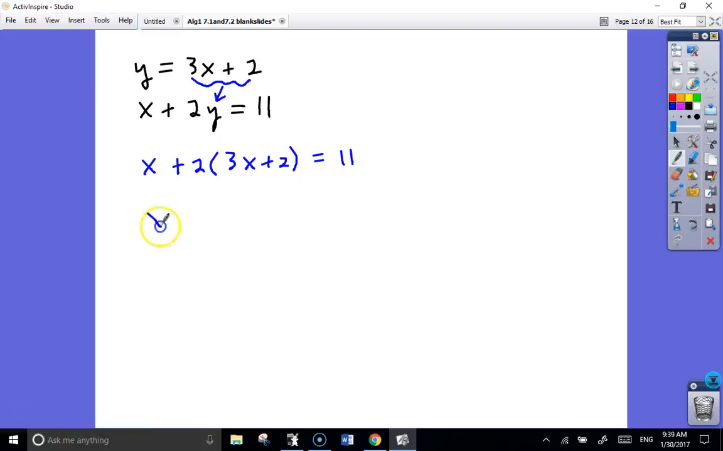Distribute again. x plus 6x plus 4 equals 11. Next step. Combine like terms, right? 7x plus 4 equals 11. Subtract 4.